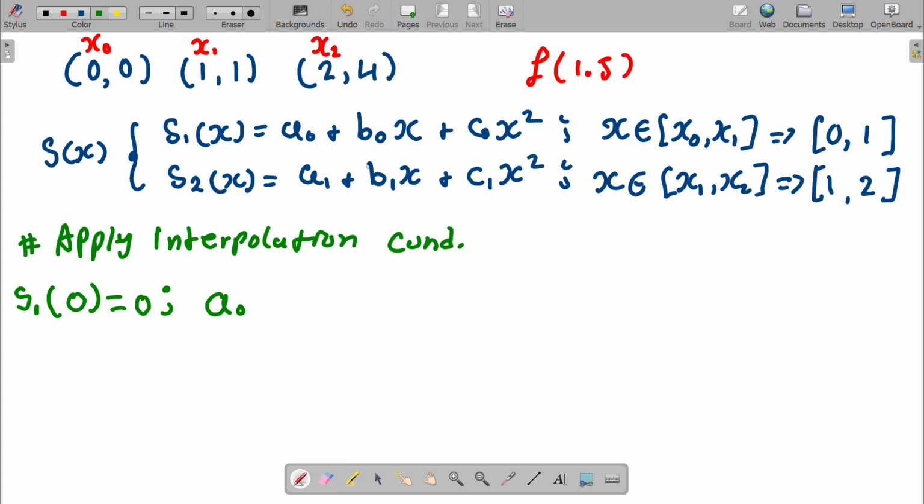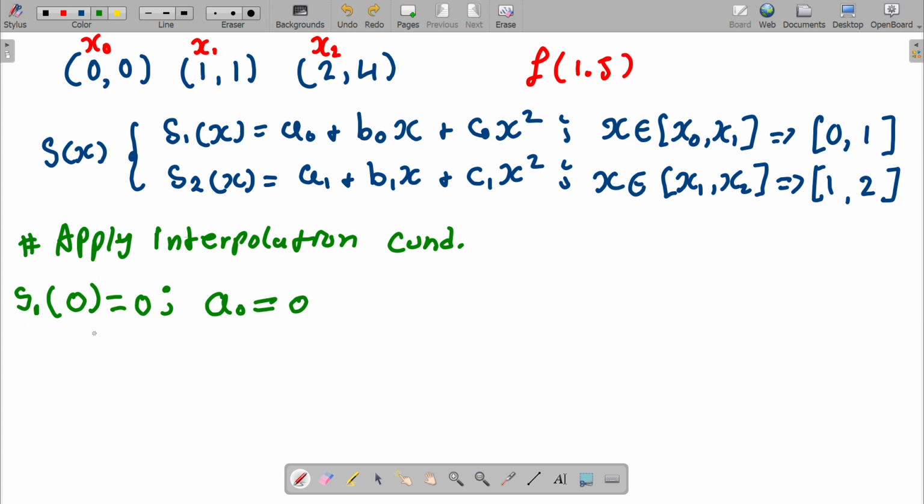Keep in mind that this expression here is equal to this expression. So it simply means this one here is equal to that one. What does this tell us? This tells us that a naught is equal to 0. So let's go to the second one.